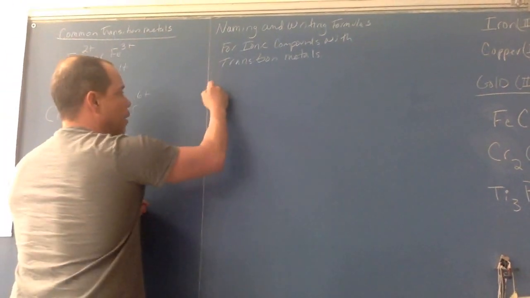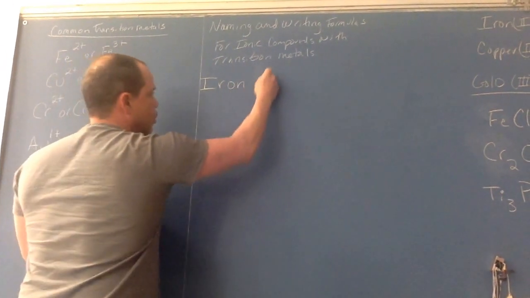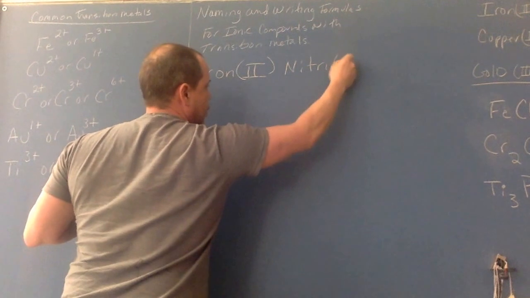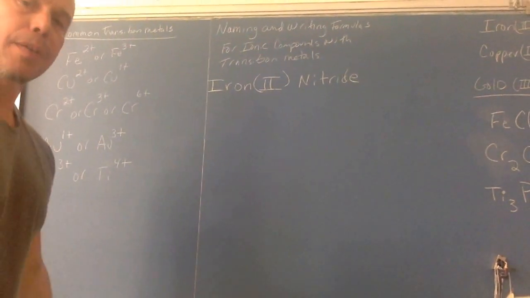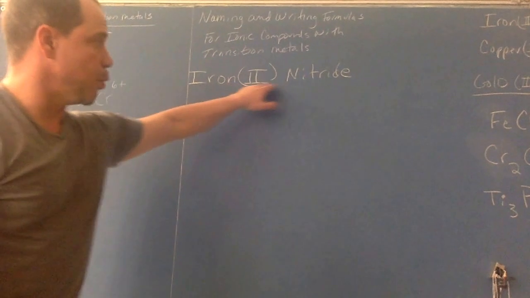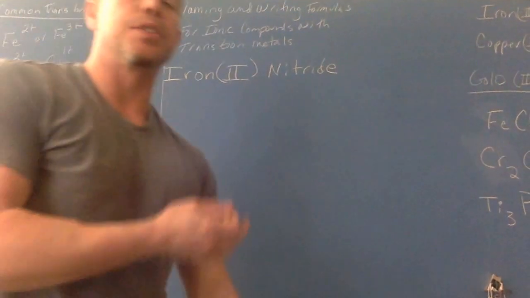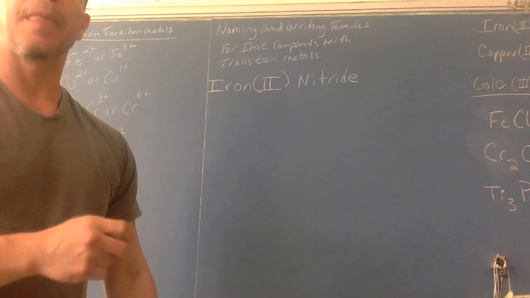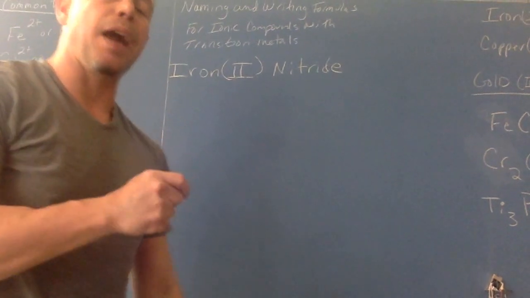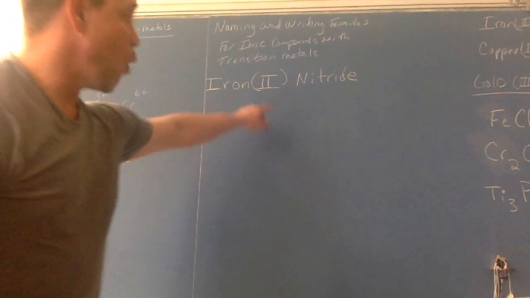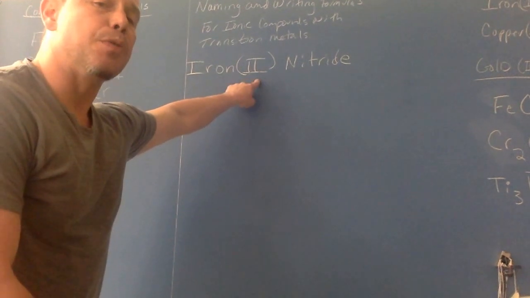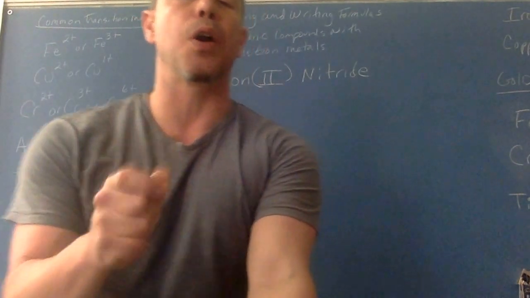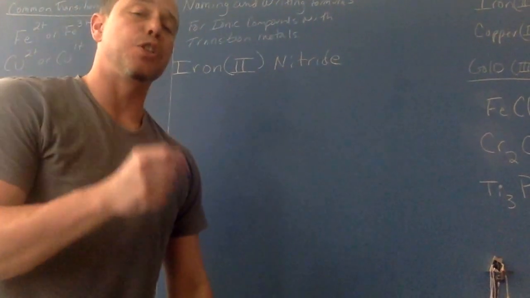So we have iron 2 nitride. When you look at this name that I've written on the board, iron 2 nitride, the first thing you probably notice is it looks quite a bit different than the way we named previously. And that's because it has a Roman numeral between the iron and the nitride. That Roman numeral, the Roman numeral 2, is very, very important because that Roman numeral defines the charge of our cation.